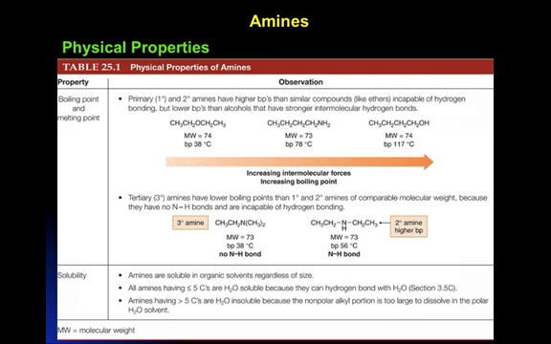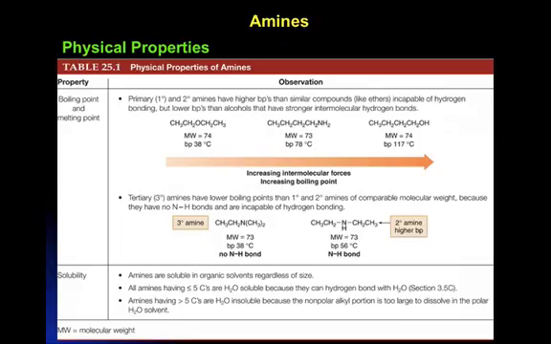You're going to find in terms of physical properties that the primary and secondary amines have higher boiling points than similar compounds. So for example, if you look at diethyl ether versus propylamine, you'll notice that the boiling points are quite a bit different there, right? And if you look at the alcohol, you'll see that the boiling point of the alcohol is actually quite a bit larger. So the amines are somewhere in between in terms of their ability to form hydrogen bonds. It has to do with the increasing intermolecular forces.